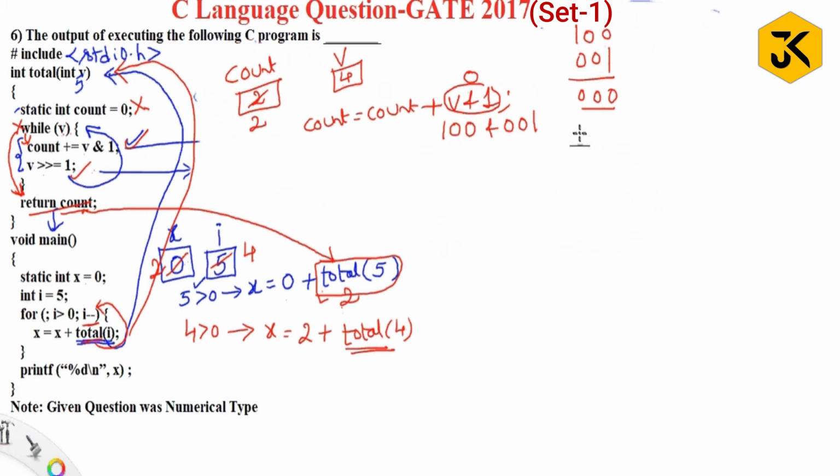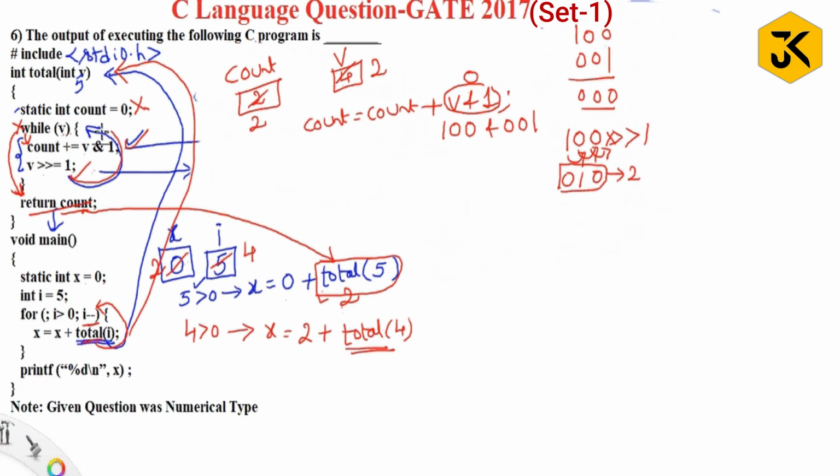Then V right shift 1. V right shift 1 means 100, right shift 1 means 1 digit is shifting towards the right. This bit is eliminated, this will be shifted to here 0, this will be shifted to here 1, here we will get 0. So 0 1 0, I can write in decimal digit as 2. So V value is updated to 2.